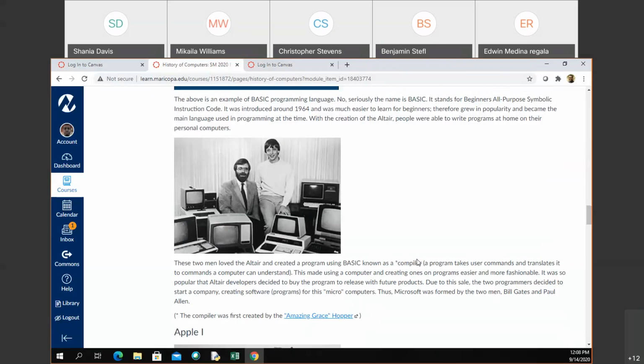And then they said, no, that sounds stupid. Let's call it Microsoft. And so, yes, this is Paul Allen and the guy that most people affiliate with Microsoft, Bill Gates. And he was a tiny little man.